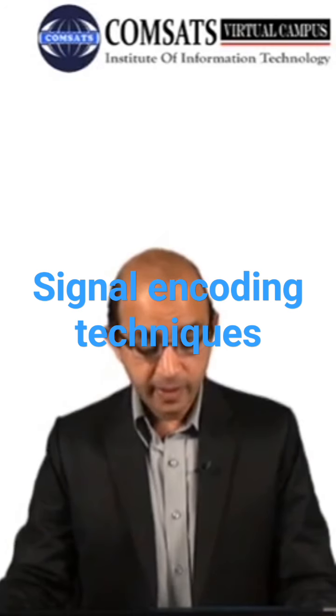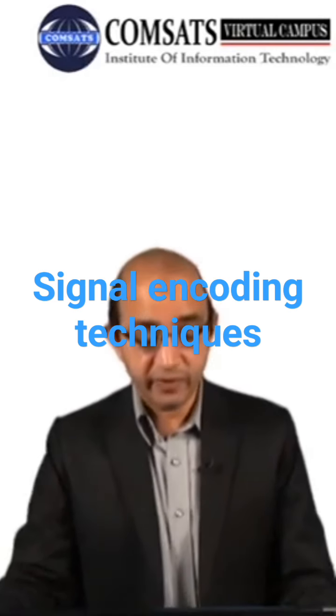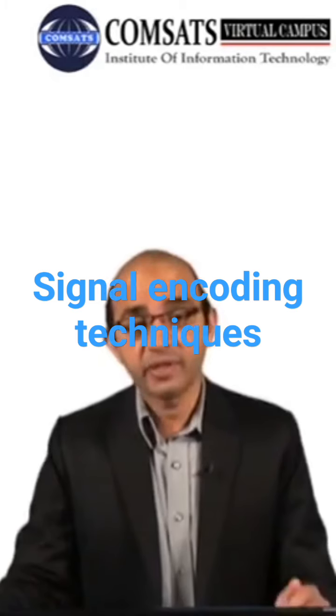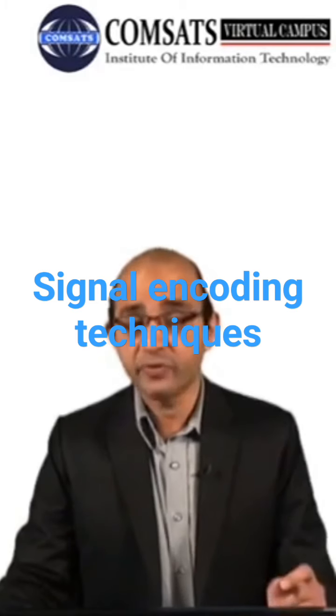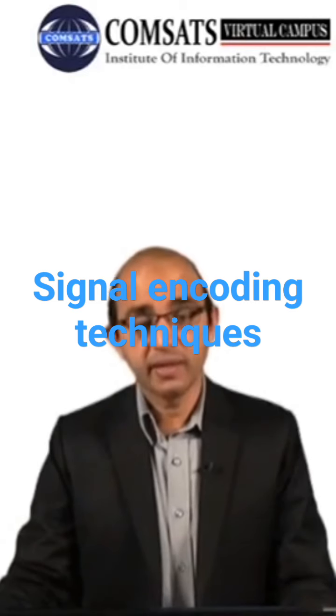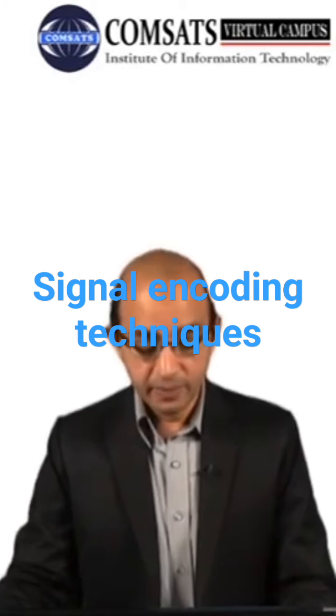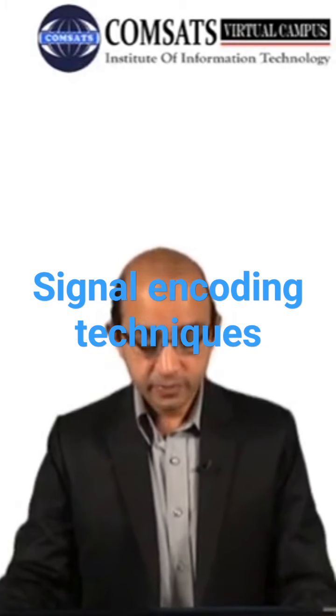Then we have analog. These are the encoding schemes when we have digital data and we are using digital signals, right? And then if we have analog data and we are going to use digital signaling, then we can have PCM, pulse code modulation, and delta modulation.